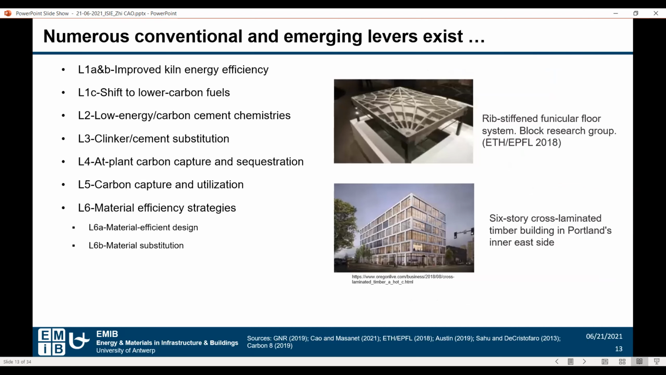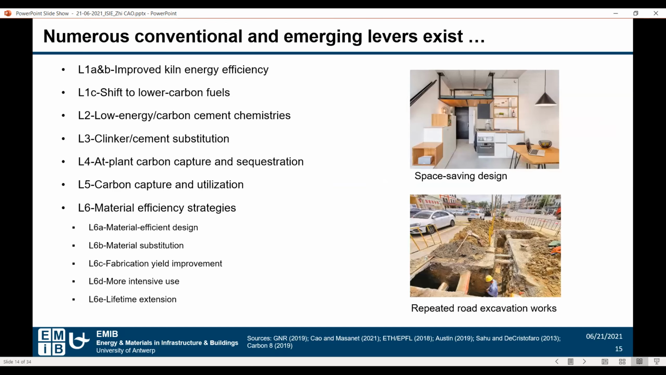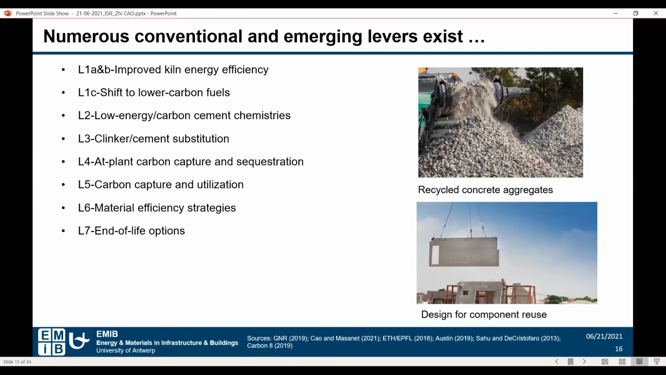And the next lever includes 5 major material efficiency strategies. And the first 3 strategies can directly reduce cement use per square meter in terms of buildings or per kilometer in terms of roads. And the last 2 strategies can reduce the needs for new construction. And the last lever refers to end of life options. And this lever includes measures that can reduce the demand for raw materials or measures that can accelerate CO2 uptake.